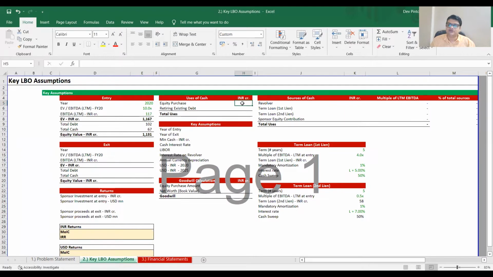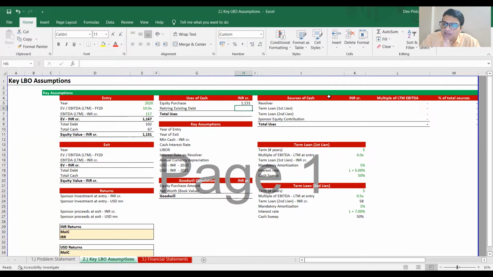Uses of cash. When I buy a company, there will be a sources and a uses schedule. What does that mean? When you buy a car, what are the uses of cash? You're using the cash to buy the car. In this case, you're using the cash to buy the company. So there will be an equity purchase. How much will that be? You're acquiring 100%, so it'll be nothing but the equity value that has been imputed at this 10x multiple.